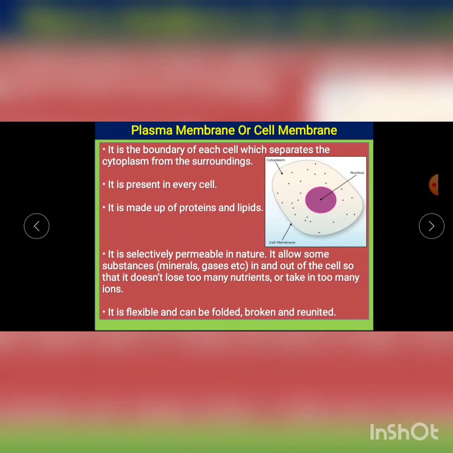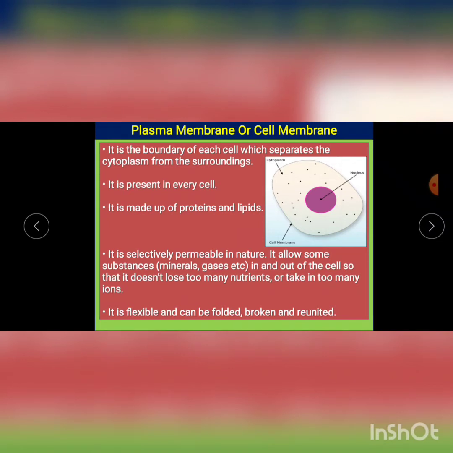First of all, we will see plasma membrane or cell membrane. What is it? Plasma membrane is the boundary of each cell which separates the cytoplasm from the surroundings. That means it is these outer walls, just like the walls of our houses or the walls of a room separates the inside from the outside. The cell membrane separates the materials or substances inside the cell from its external environment. So it is kind of a boundary of each cell.